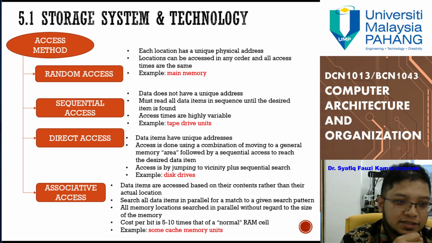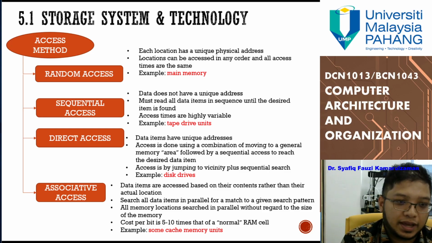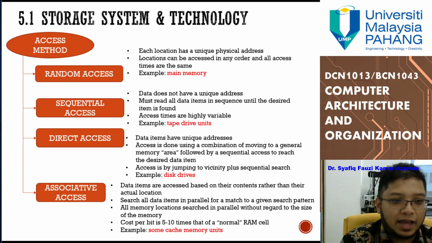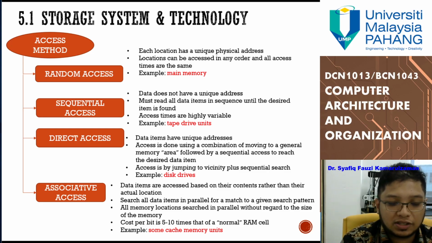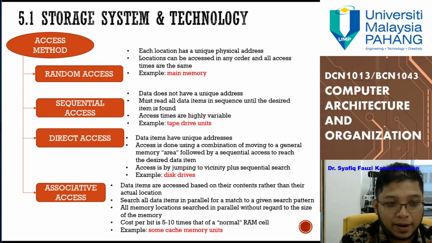So accessibility itself is where data items are accessed based on their contents rather than their actual location. So this means that you search according to the content instead of the actual location. They search all data items in parallel for a match given by the pattern of the data, and all memory locations search in parallel without regard to the size of the memory, as long as they have the same pattern of what they want.